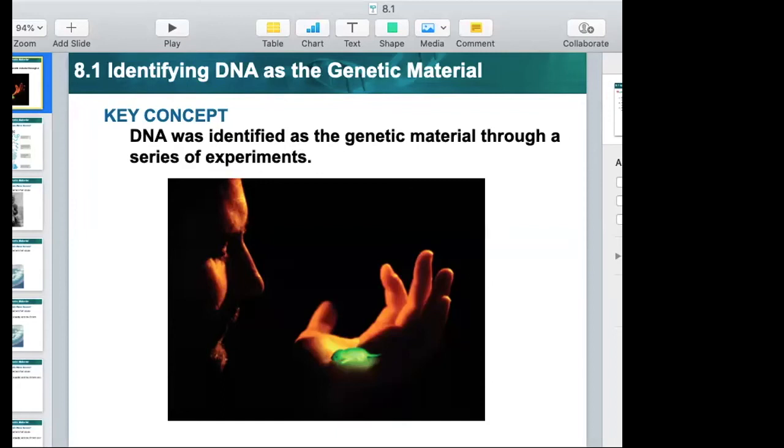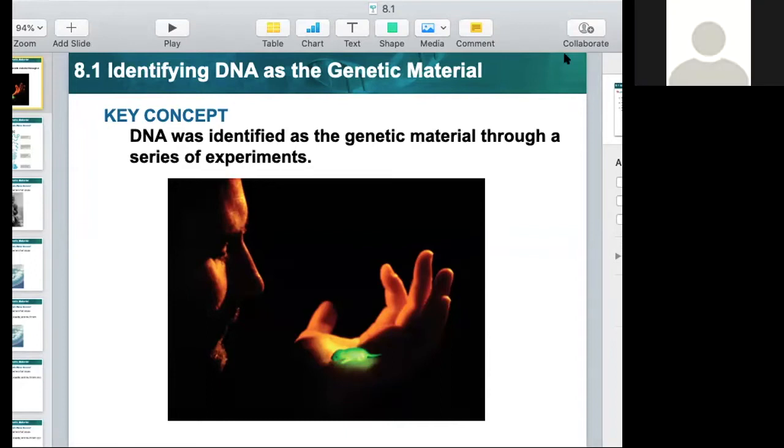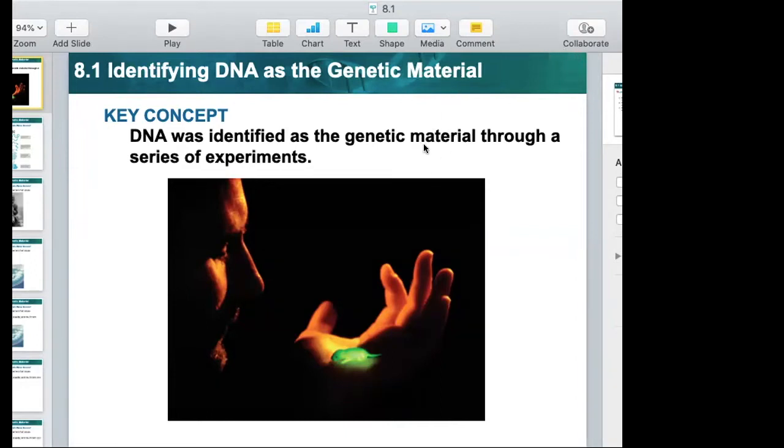Right. 8.1, identifying DNA as genetic material. So Mendel in the 1800s knew that there was something that parents passed on to kids that gave them traits. But he didn't know what that material was. He knew it was something physical, but he didn't know what that physical thing was.